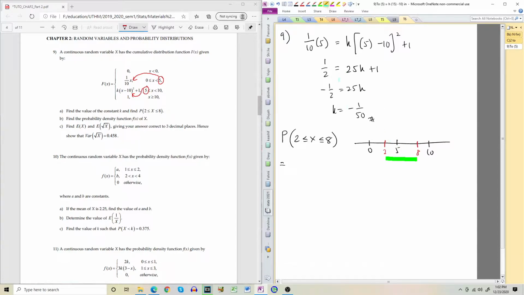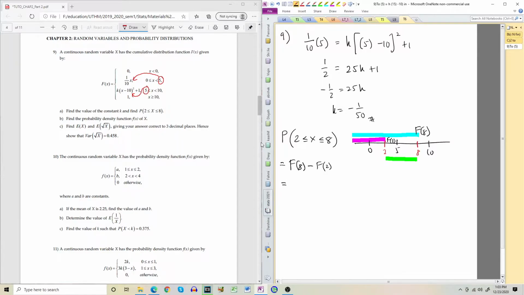What we will do, we will find from 8. Here you will get F(8) only for the cumulative distribution function. We will do F(8) minus F(2). Here this is F(8) minus F(2), you will get the green color.